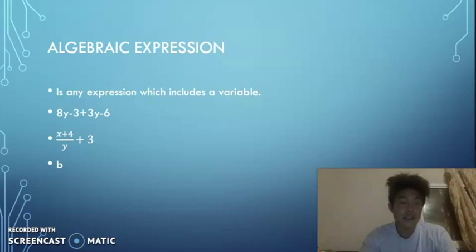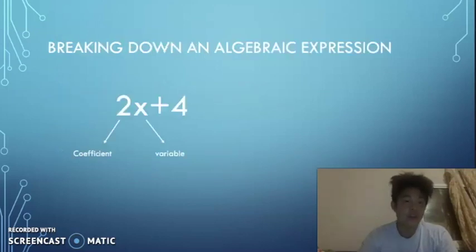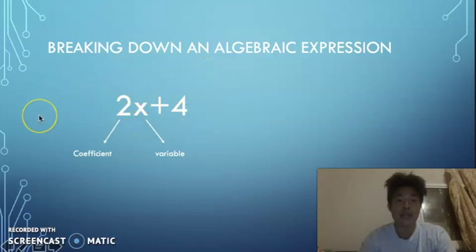Okay, so let's look at algebraic expressions and break them down. Here we have the algebraic expression 2x plus 4. In the expression 2x plus 4, we have two terms. We have 2x and we also have 4. Now let's look at 2x, because this is what makes it an algebraic expression, because we have the x here, which is a variable. The number in front of a variable is called a coefficient, and this will be important.